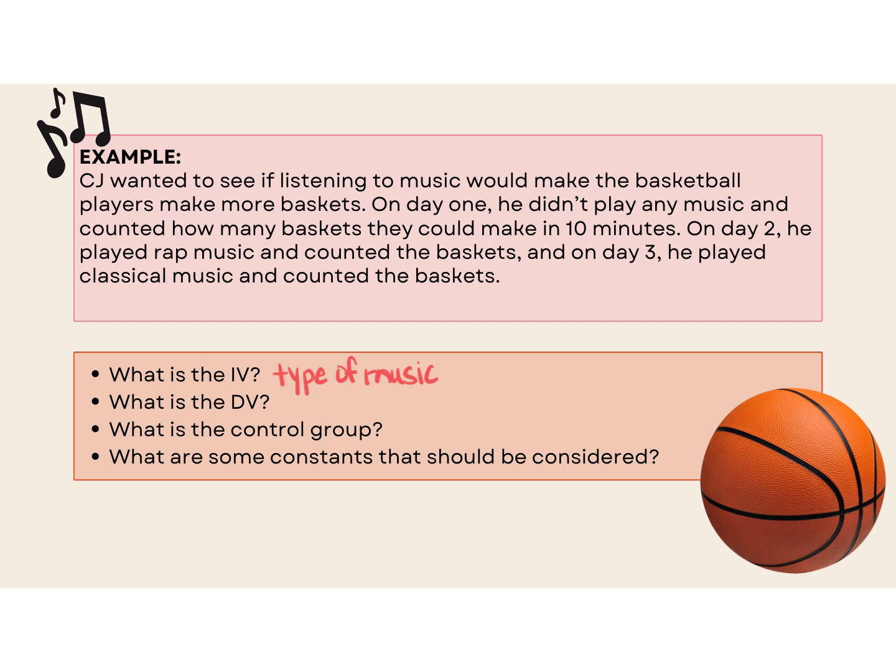Next, what is the dependent variable? Well, remember, the dependent variable is how we're going to measure the effects of the independent. Typically, this is going to be some type of measurement. And what is he measuring here? The number of baskets that they made. So that should be a direct result of the type of music in this experiment.